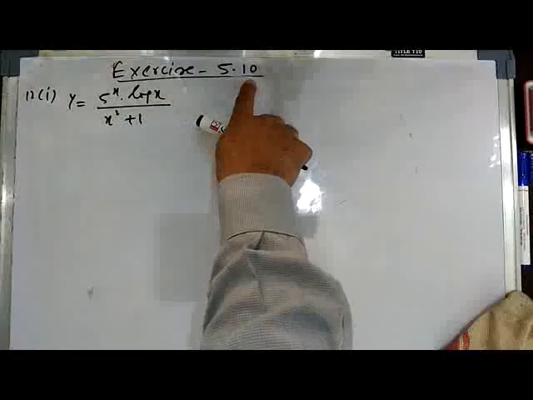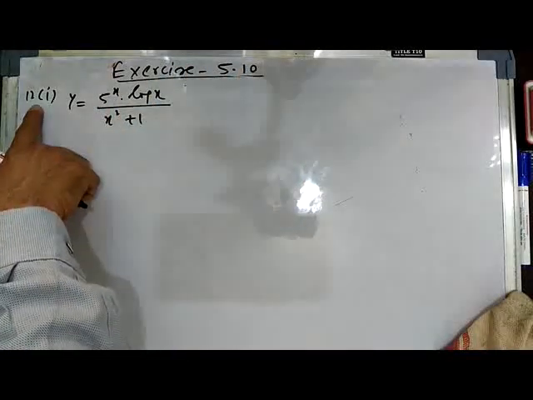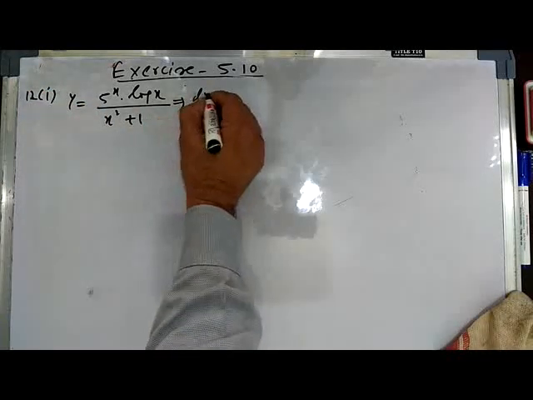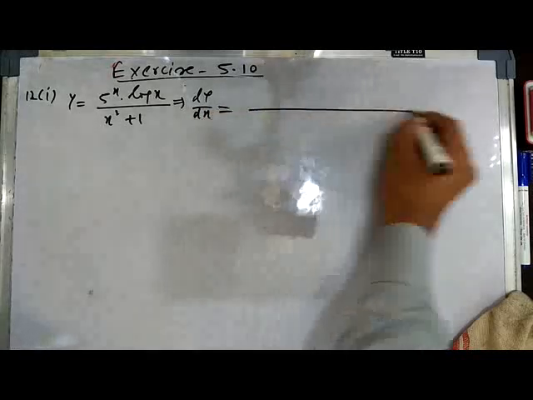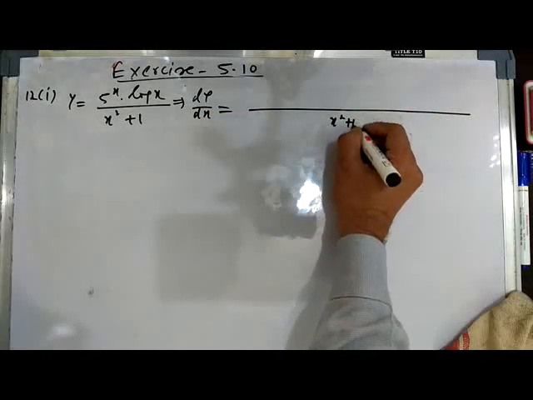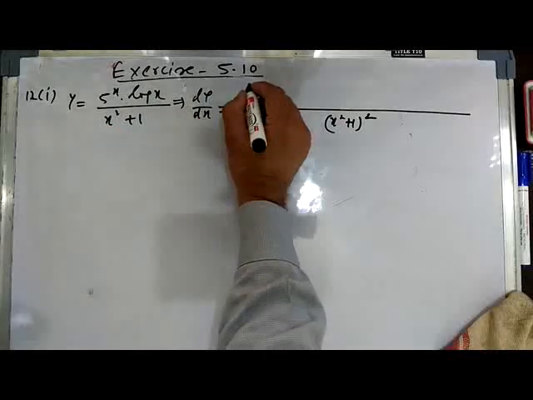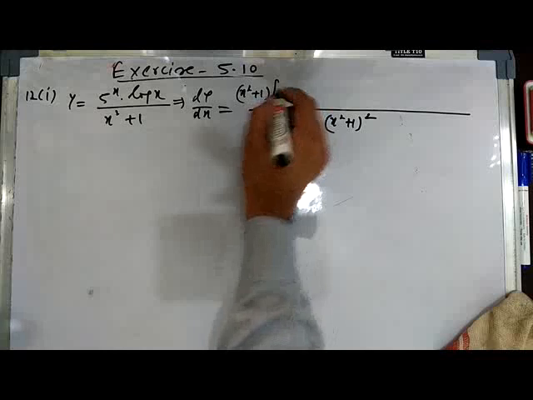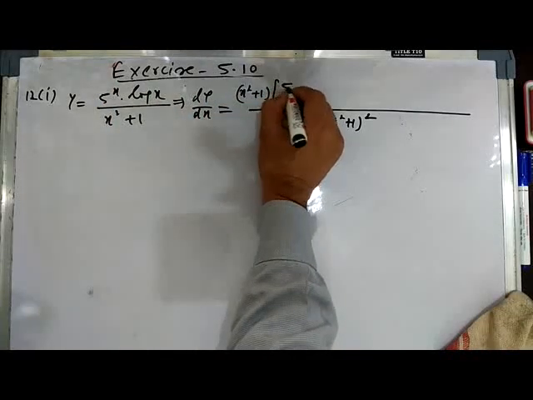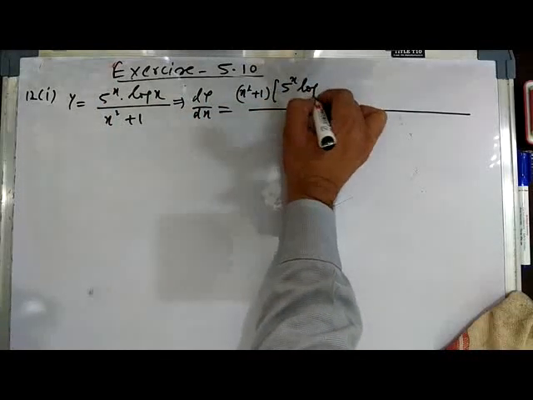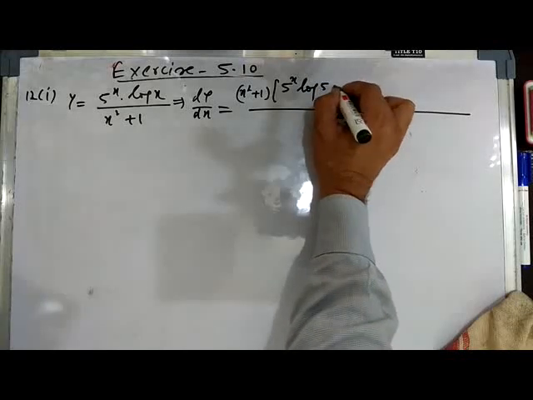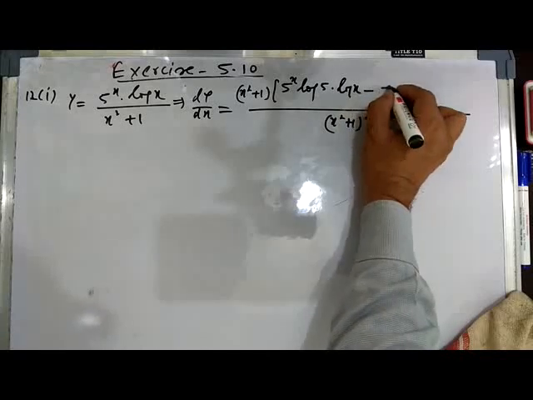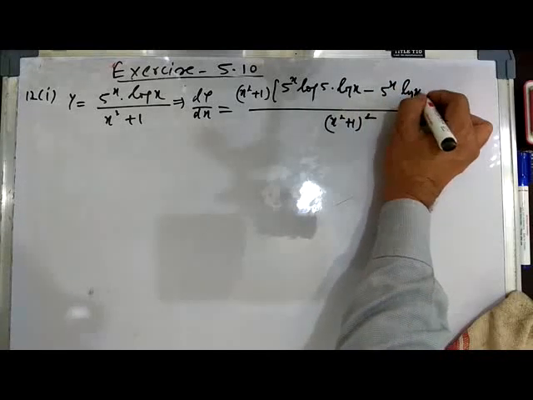Now next question from the same exercise of differentiation, the 12th, first part. We differentiate dy/dx. You know the quotient rule will be applicable here. Now here the denominator function, numerator function differential is 5 to the power x log 5 and log x as it is, minus 5 to the power x log x.